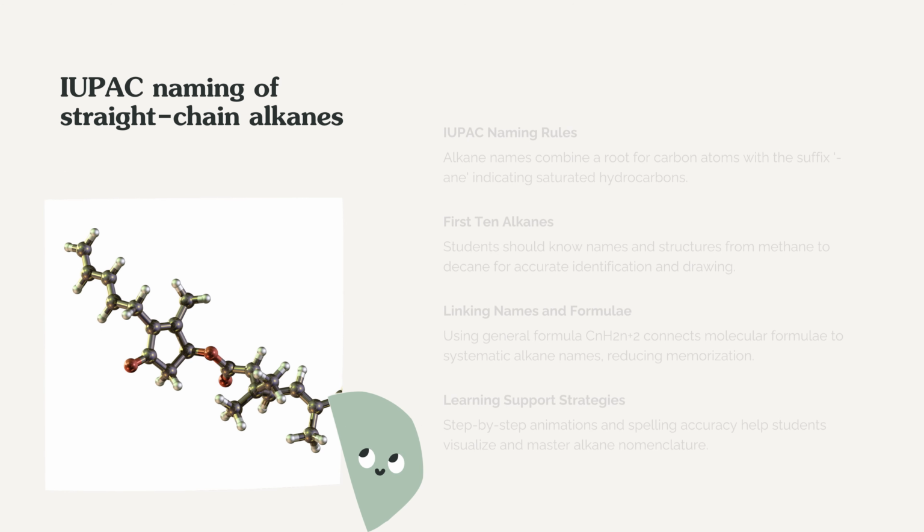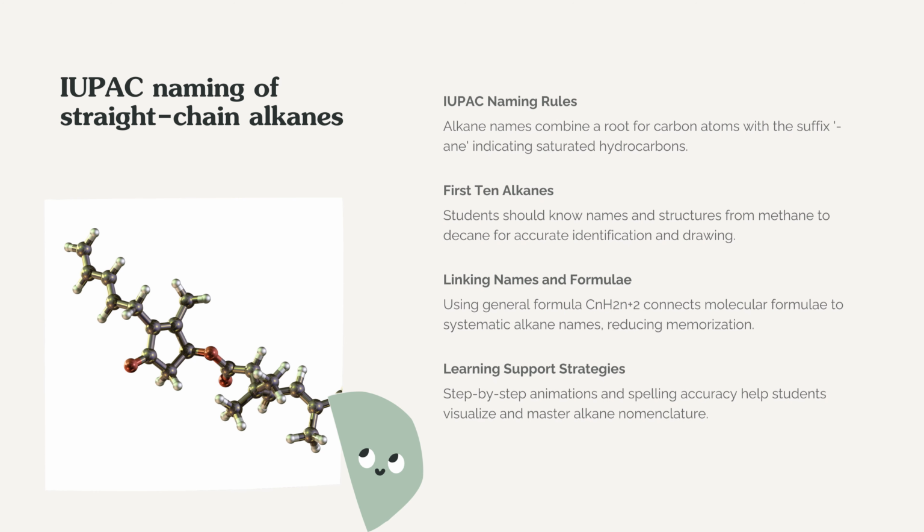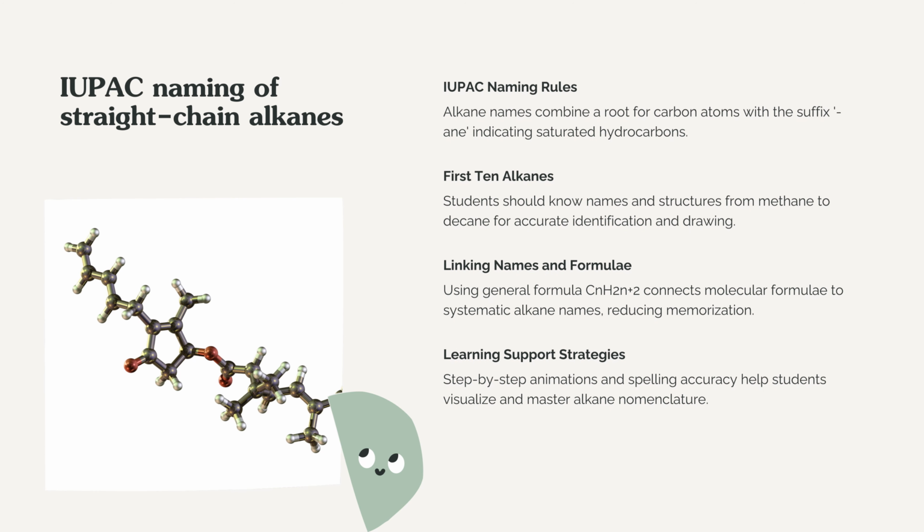For alkanes, students must know the names and structures of the first 10 straight-chain members, from methane to decane. Each name is derived from a root indicating the number of carbon atoms, combined with the suffix ane to show that the compound is a saturated hydrocarbon. Straight-chain alkanes are named according to the number of carbon atoms. The first 4 are methane, ethane, propane, and butane. Longer chains follow the same naming pattern.